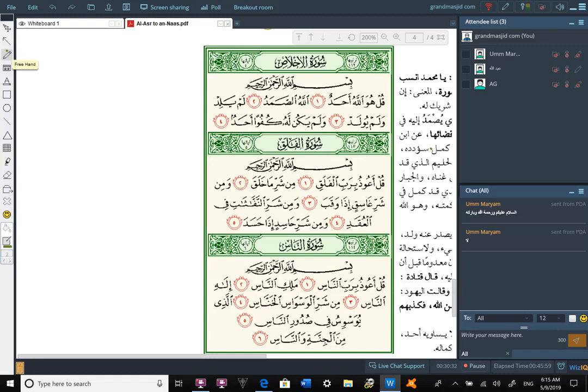Qul a'udhu bi Rabbin Nas. We've reached to the point, and I said Nas is from Ins and it's related to it. However, it's actually from Nos. Noon, wow, Sin. I apologize. Noon, wow, Sin. Right? Meaning people in general. Qul a'udhu bi rabbin nas.